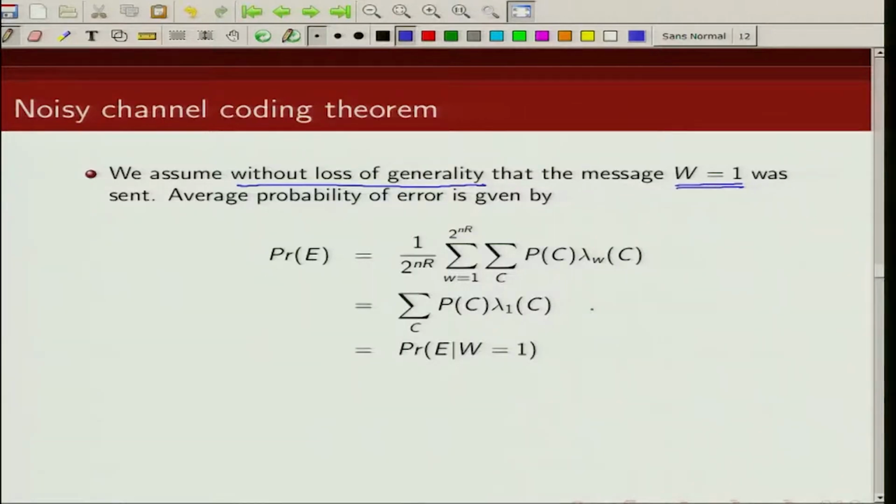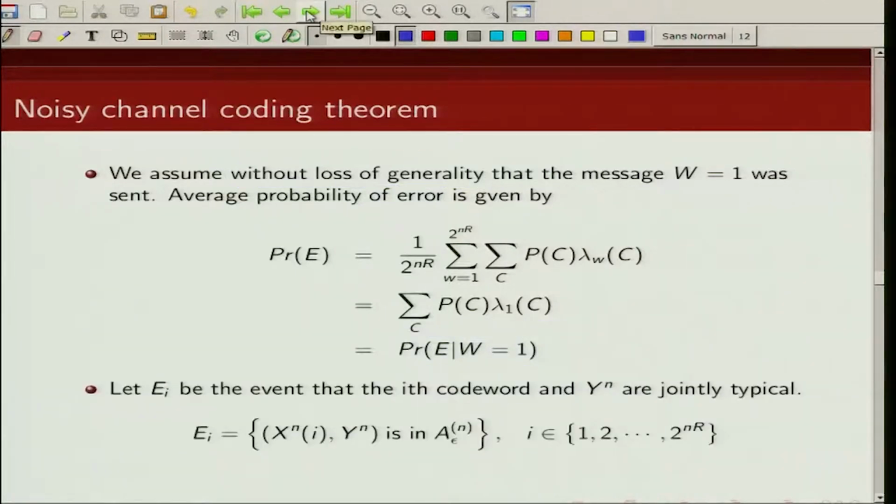So the probability of error can be given by probability of error given the first index was sent, that is, probability of error given index 1 was sent. So let us compute this probability. Now let us denote Ei to be the event that the ith codeword and the received sequence Y^n are jointly typical. So Ei is the event that X^n(i) and Y^n belong to the jointly typical set.